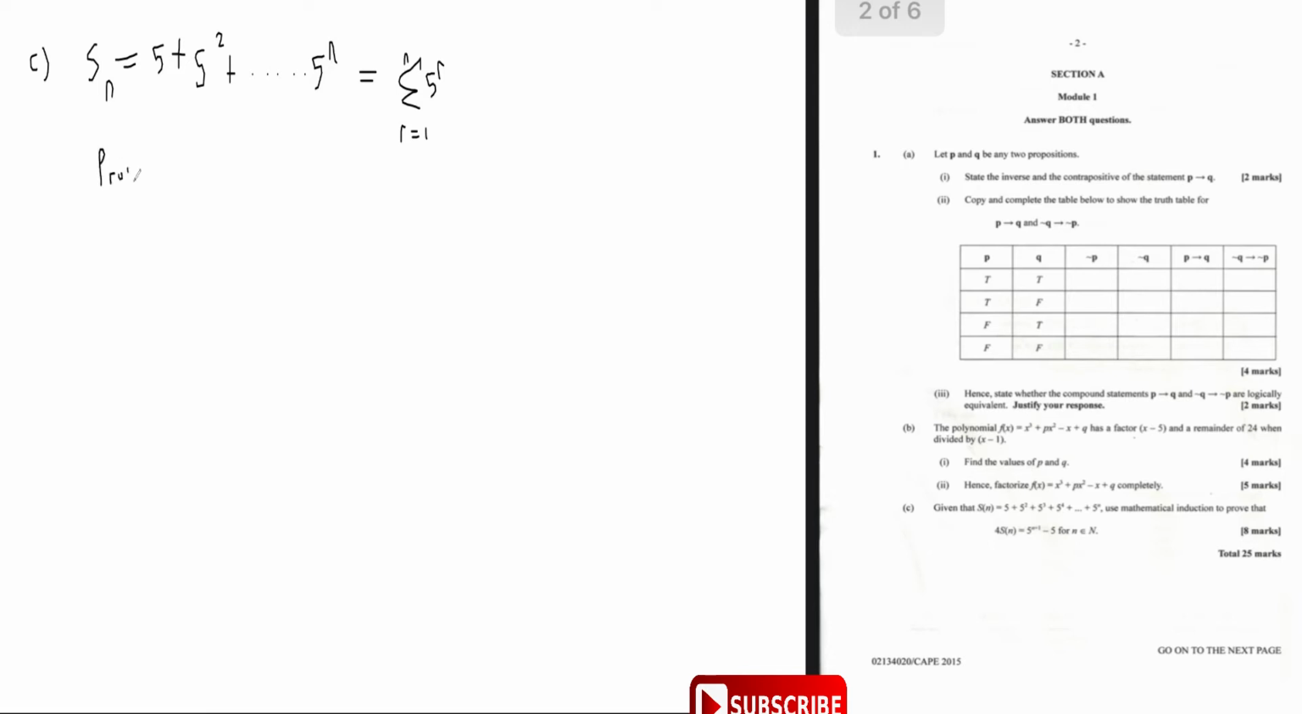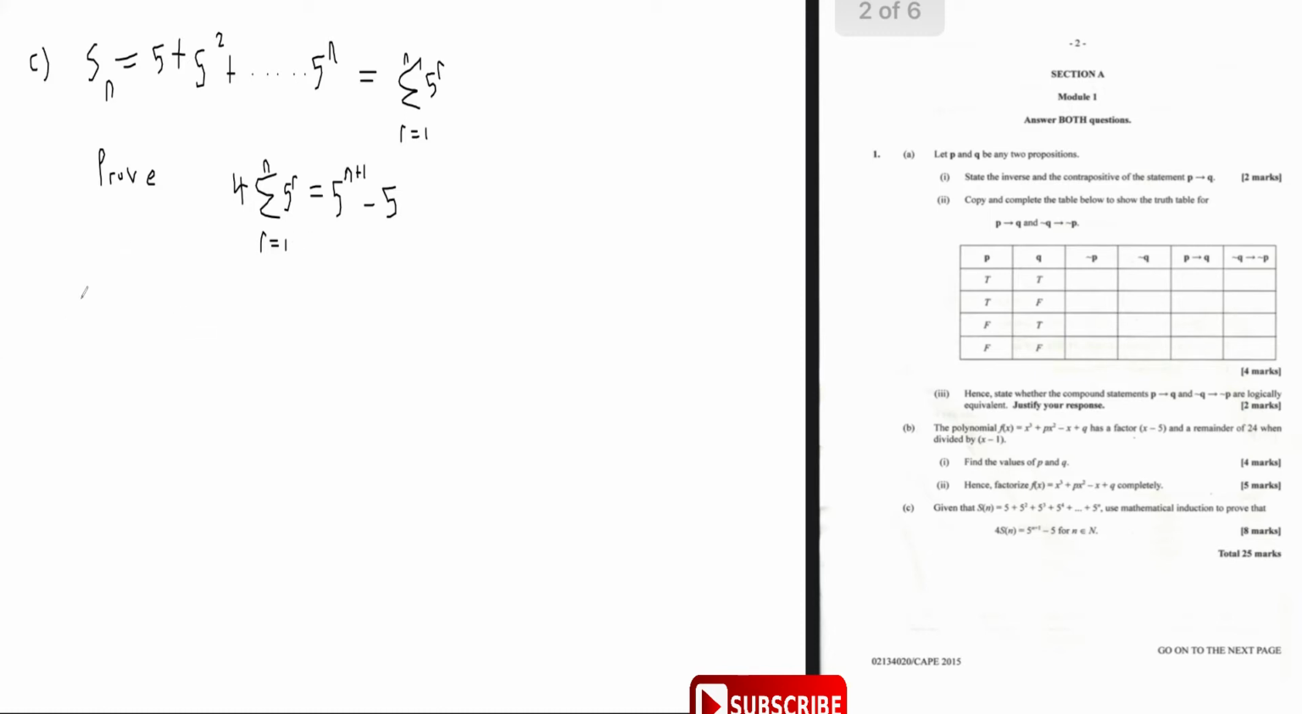They want us to prove that 4 Sn, that 4 times the sum from r equals 1 to n of 5 to the r is equal to 5 to the n plus 1 minus 5. This is what they want us to prove. So let's go ahead and prove this.